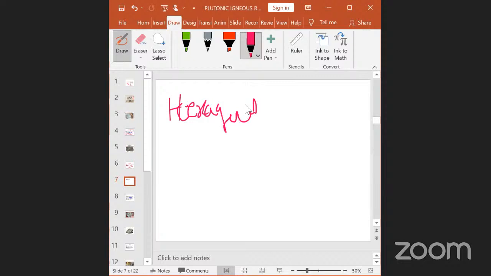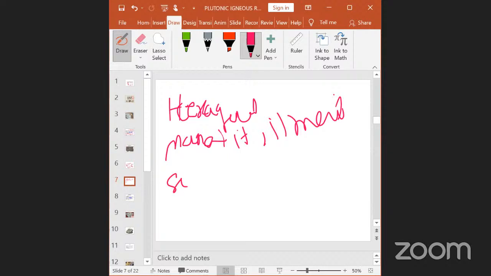Hexagonal crystal system. So some of the minor amounts of oxide minerals such as magnetite and ilmenite, as well as some sulfide minerals, may also be present in this graph, right?